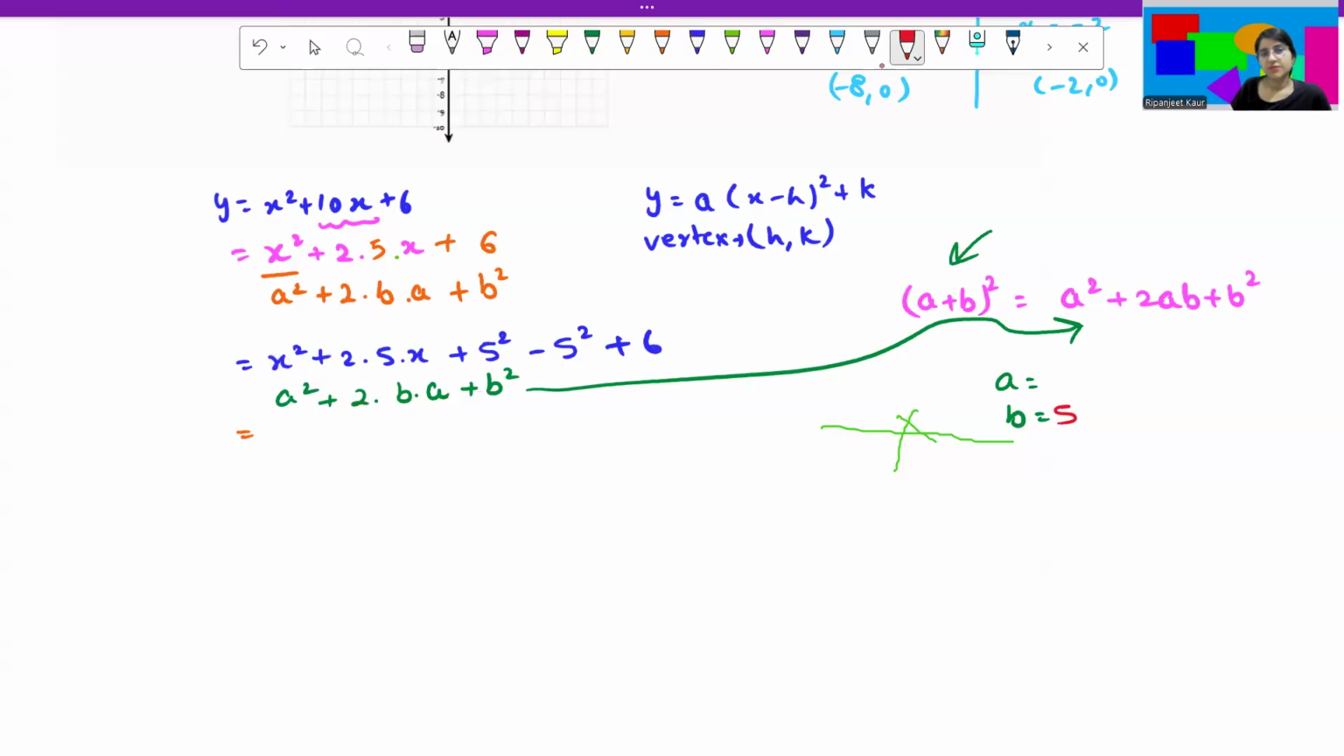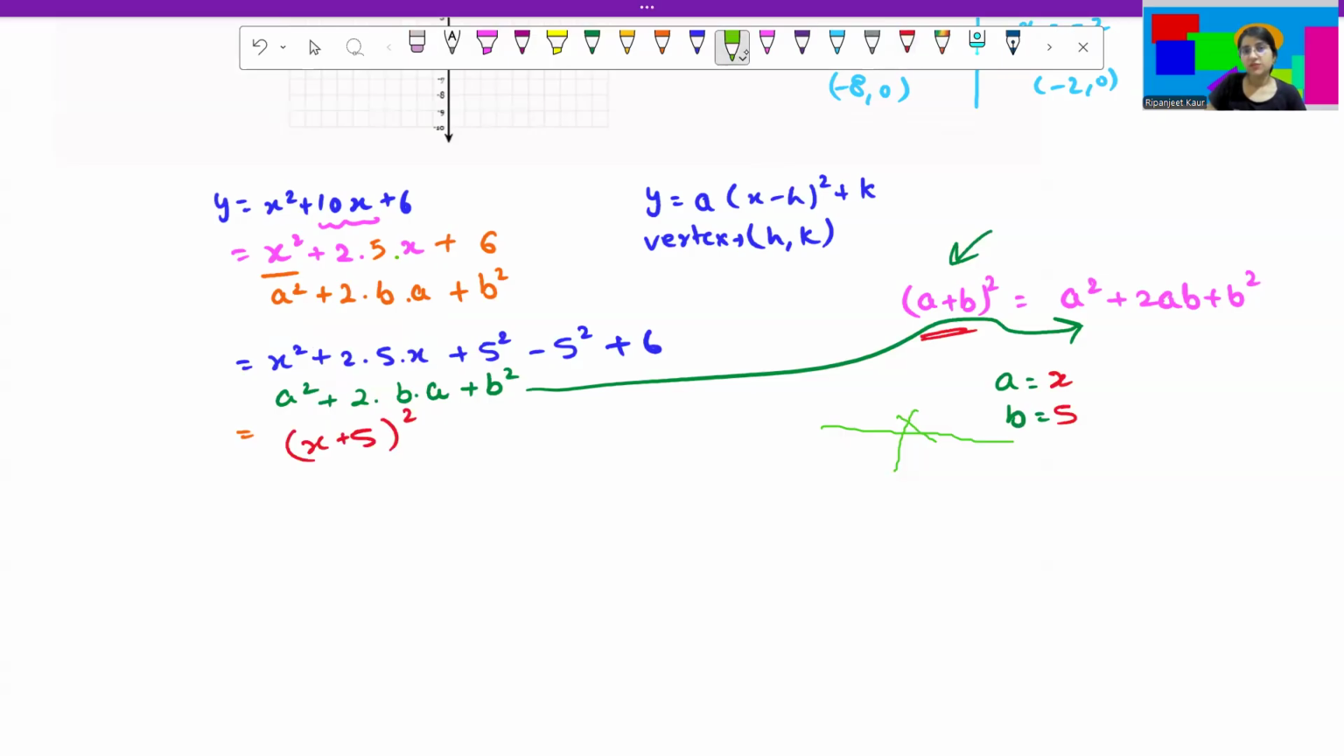And a is x. Yeah. So a is x here. So we got the values of a and b, which is x and 5. And it can be written as a plus b whole square. That means x plus 5 whole squared.